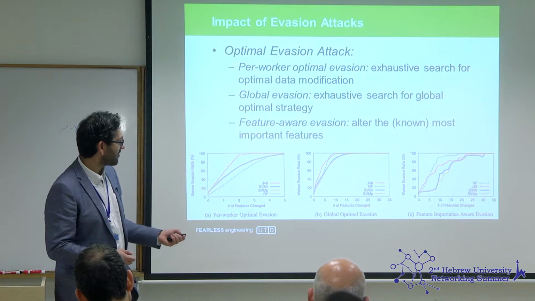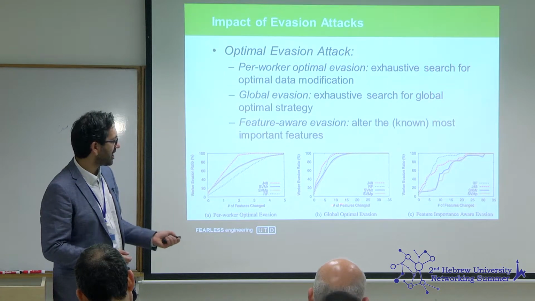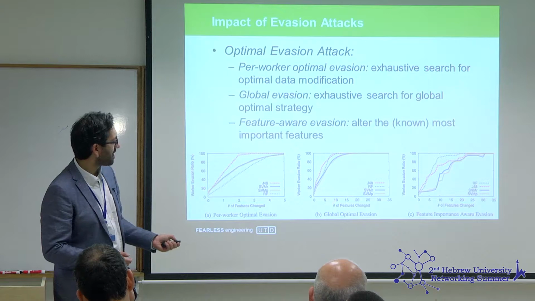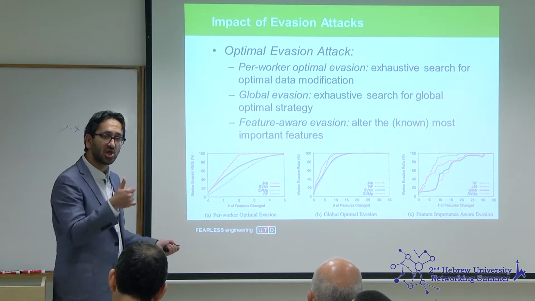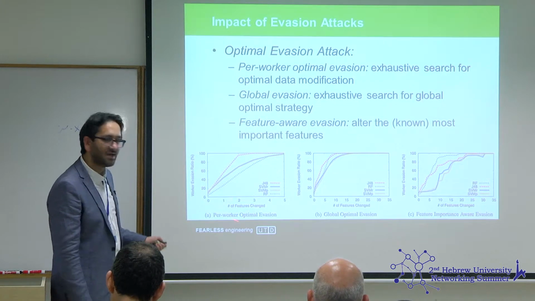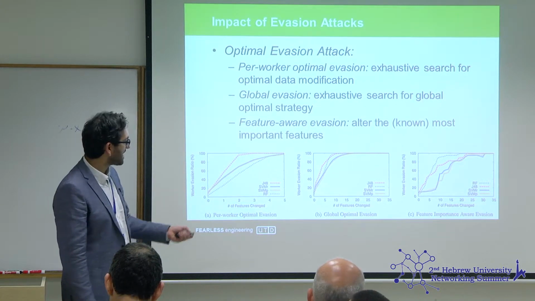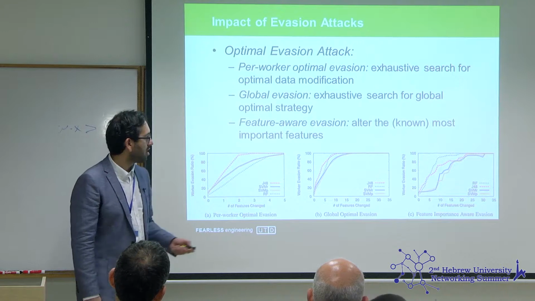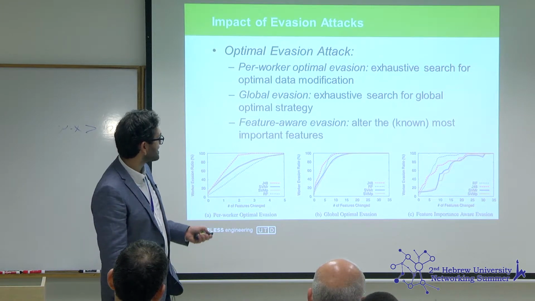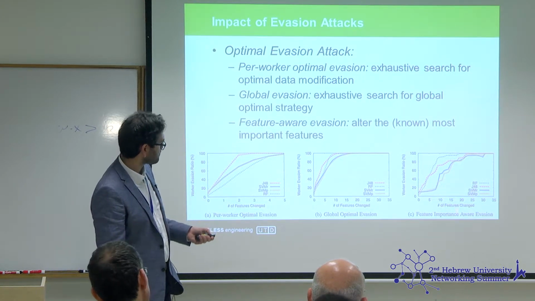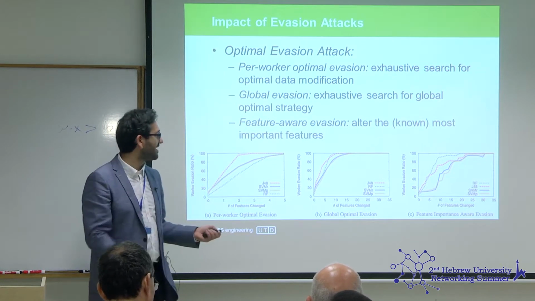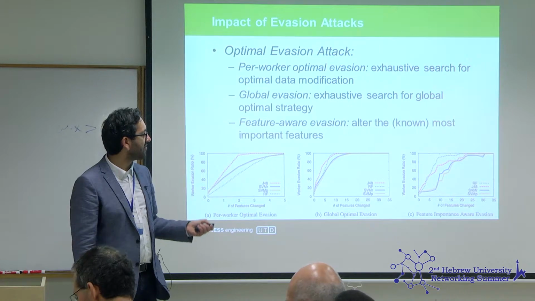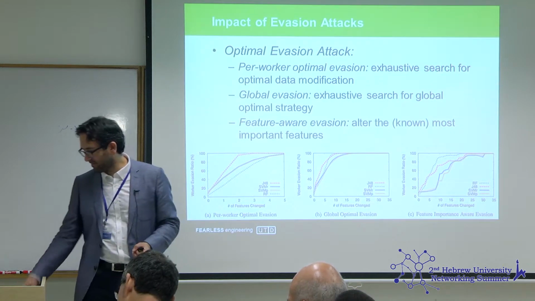Here, this is global. Global means that in everybody, the same set of features are changed, so it requires a larger number of feature changes. But this is per worker. Each worker optimally changes. So that's the reason you need much fewer features. This is the same features for everybody. And the feature importance is that this is just the important features based on importance criteria such as information gain.